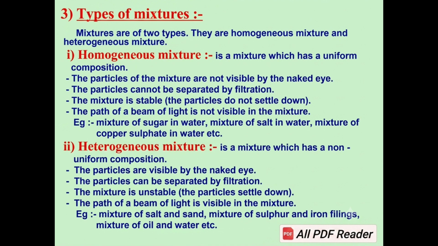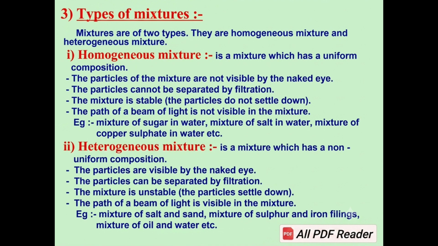If you look at a homogeneous mixture, it is a mixture which has uniform composition. Particles of the mixture are not visible to the naked eye. The particles cannot be separated by the filtration method. This mixture is stable; particles do not settle down. We can't use the decantation and sedimentation methods. The path of a beam of light is not visible in the mixture. When you take this mixture in a beaker and focus a light from a torch or something else, we cannot see the path of light. Example: sugar in water, salt in water, copper sulfate in water.